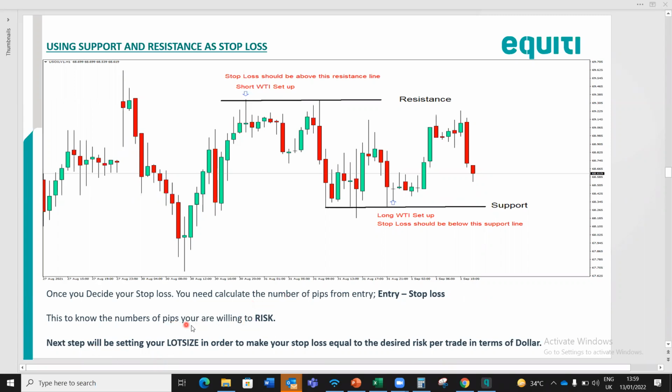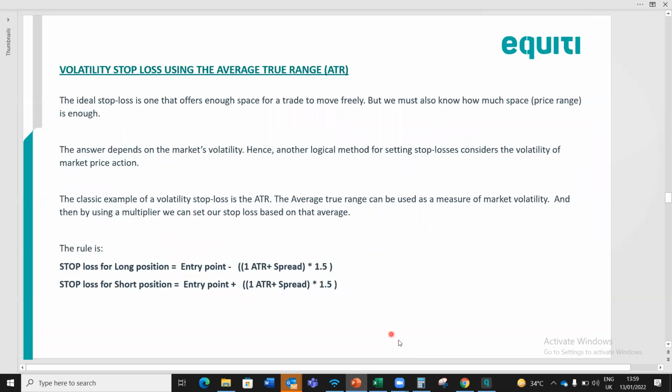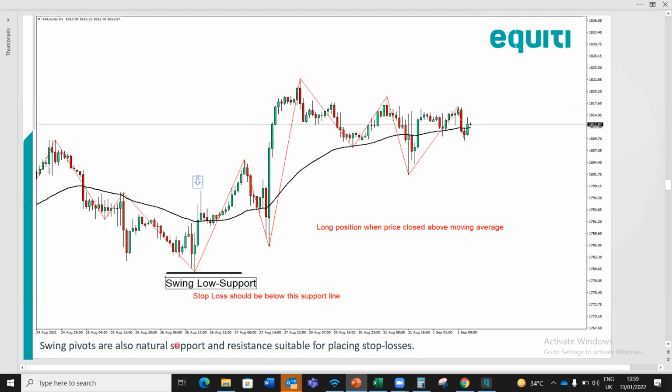Now once you're able to decide your stop loss, you need to calculate the number of pips from your entry price. This is to know the number of pips you're willing to risk. The next step will be setting your lot size in order to make your stop loss equal to the desired risk per trade in terms of dollars. I'll still explain that. Let's quickly look at this chart now.